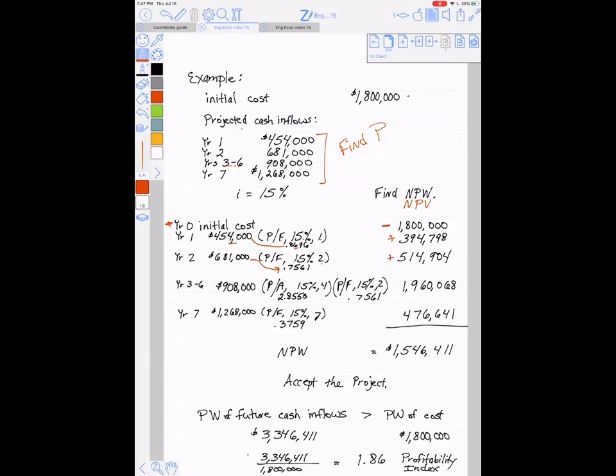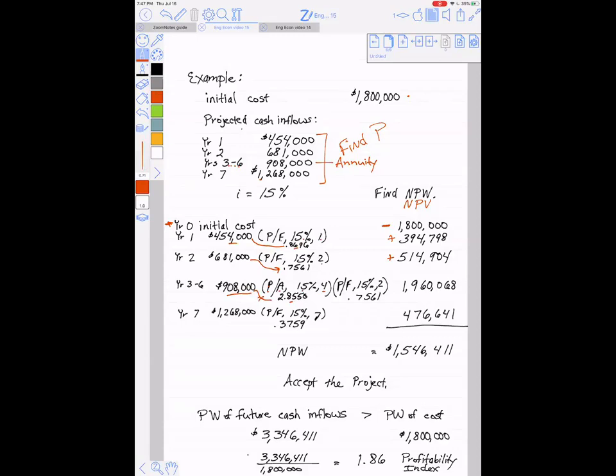Now years 3 through 6, we have an annuity, right? This is an annuity, so we can take a little shortcut, but it's 2 steps. 908,000 is the amount of the annuity. So we want to find P given A at 15%. Now why the 4 here? 4 because it happens 4 times, year 3, 4, 5, and 6. So we use a 4 there. There's that factor, multiply it by the dollar amount, 908,000.